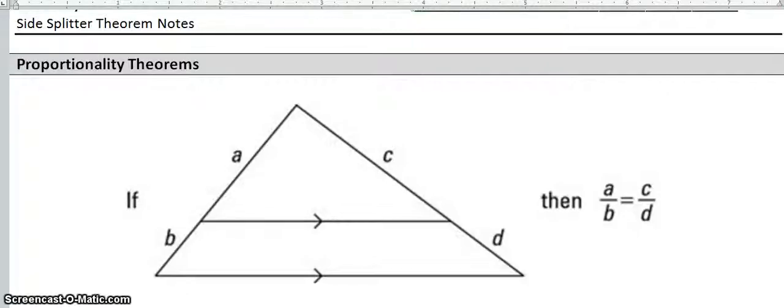Hi everyone. Today we're going to learn new theorems about proportionality. And this specific theorem is called the side splitter theorem. And you'll understand why it's called side splitter once we go through it.